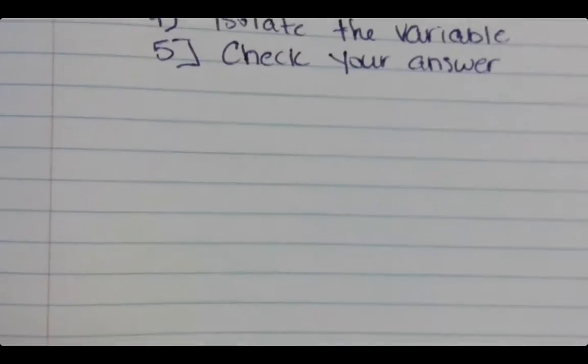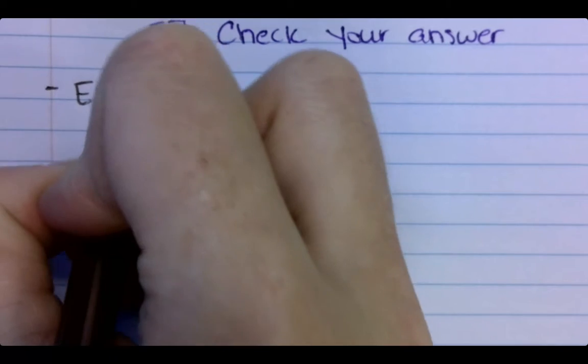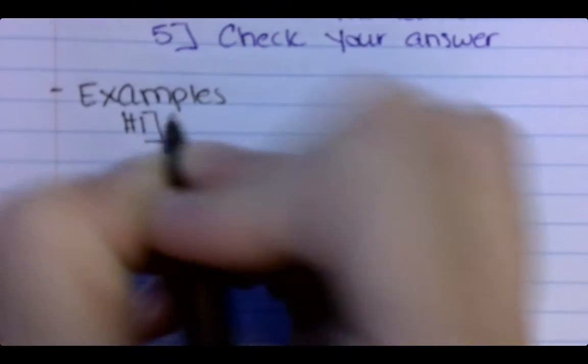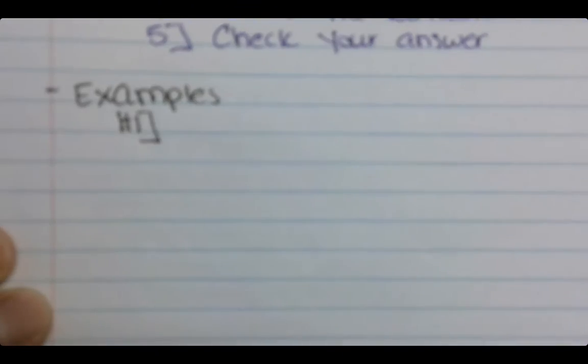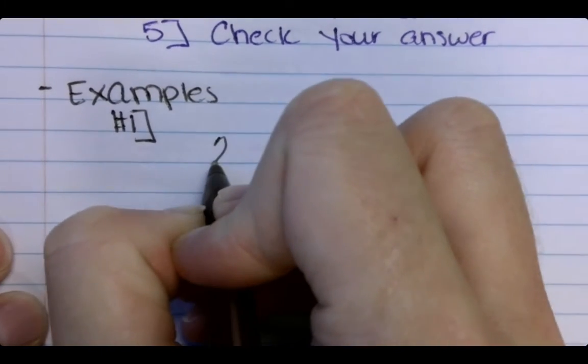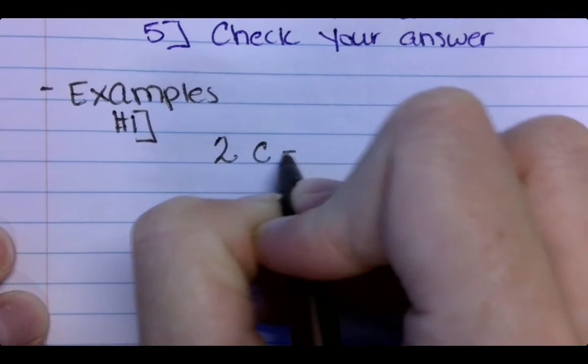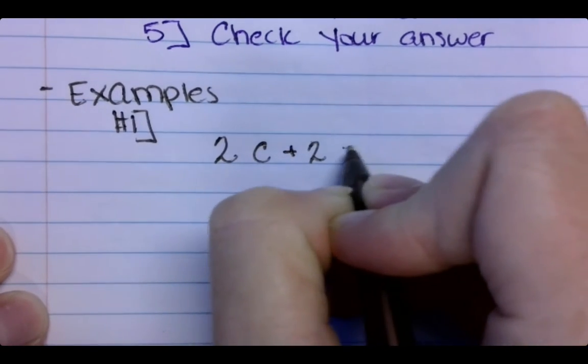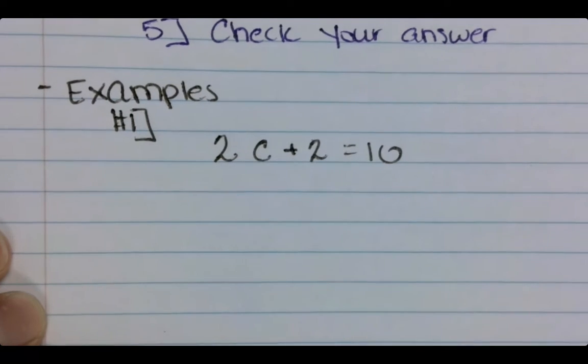All right, so we will have some examples. And hopefully you kind of remember this from last year. Example number 1. I'm going to help you out with the first few and then kind of let you go. All right. If we have something like 2c plus 2 equals 10.